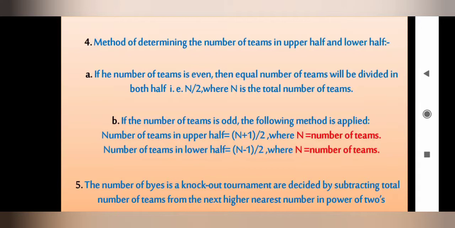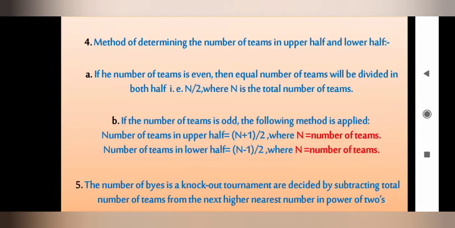Okay class, the number of byes in a knockout tournament is decided by subtracting the total number of teams from the next higher nearest number that is a power of 2. Okay class, it means the next highest power of 2 minus the total number of teams. After subtracting, the number you get is the number of byes.